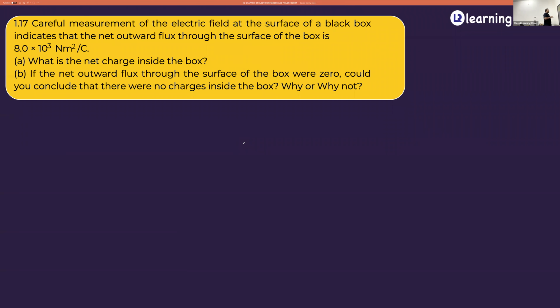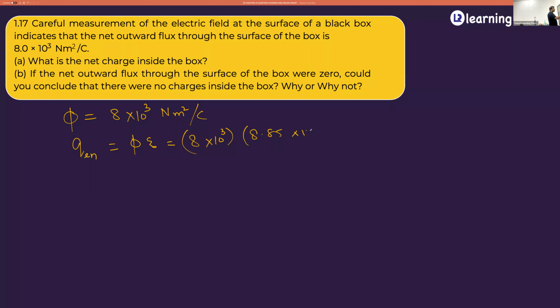So careful measurement of the electric field at the surface of a black box indicates that the net outward flux through the surface of the box is found to be 8 into 10 power 3 Newton meter square per coulomb. What is the net charge inside the box? So Q enclosed is equal to phi into epsilon naught. So it is 8 into 10 power 3 into 8.85 into 10 power minus 12. That's the answer. So multiply this, you will have an answer approximately 64 into 10 power minus 9 coulomb. I ignored that 8.85.